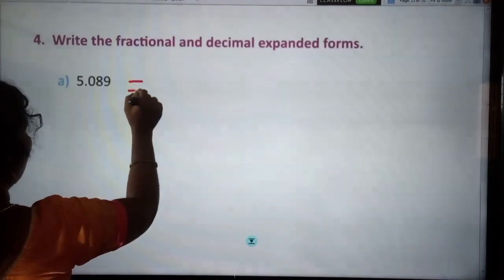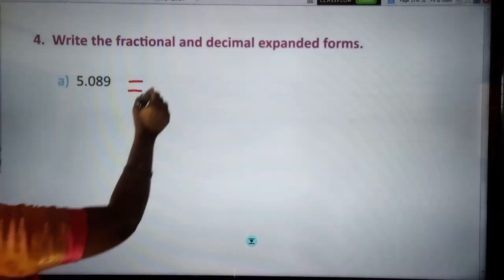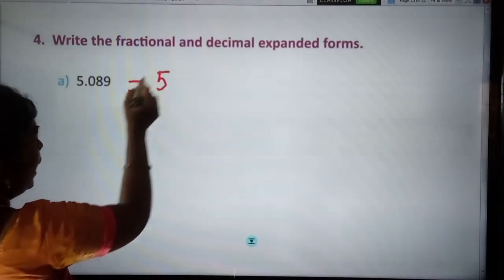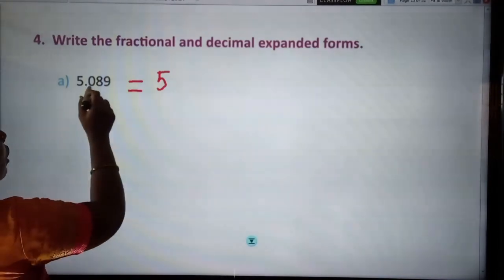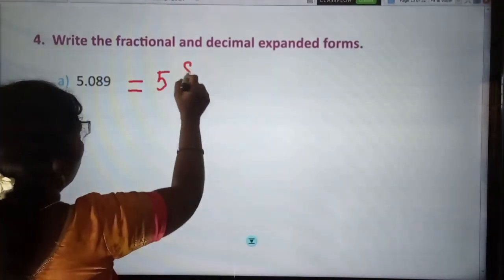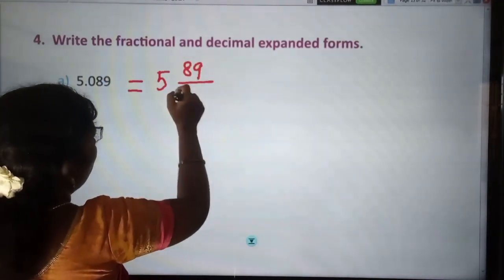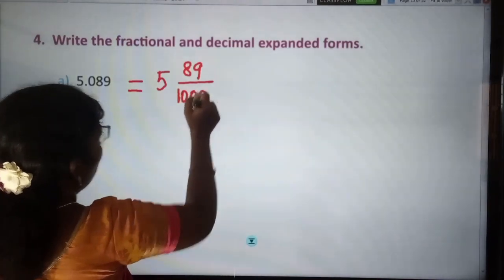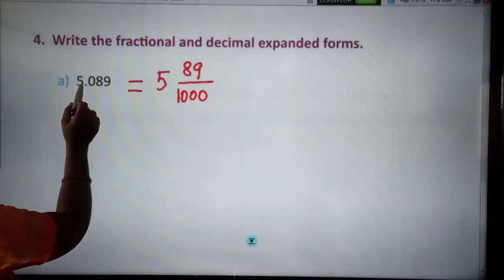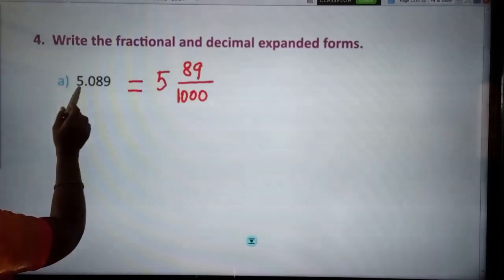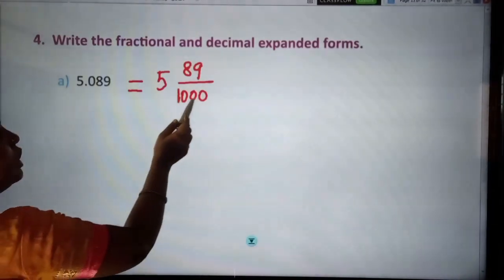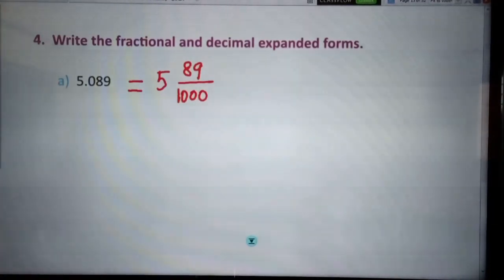Here, we are going to convert this number into the fraction part. This whole number part we will write as 5. This 089, when we write it, is 89 by 1000. Because here there are 3 numbers after the decimal point. Hence we are putting 3 zeros in the denominator.